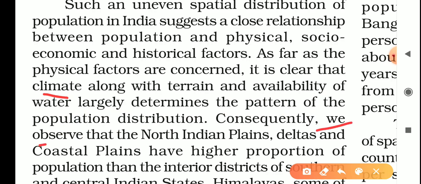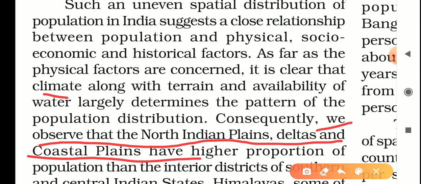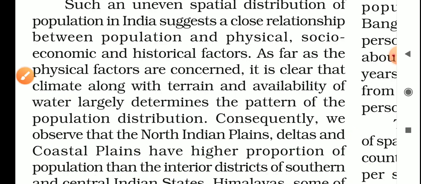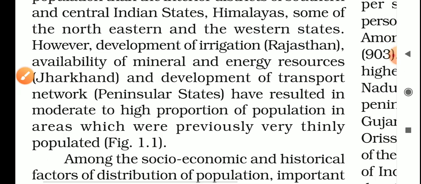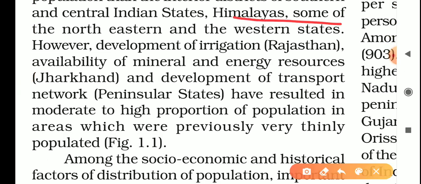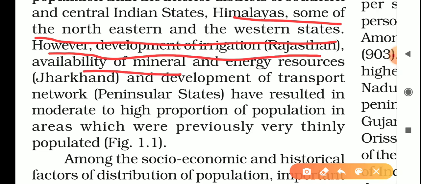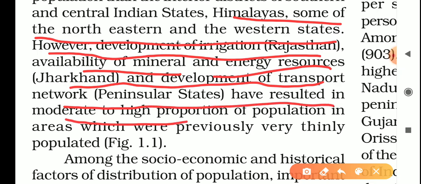Consequently, we observe that the North Indian plains, deltas, and coastal plains have a higher proportion of population than interior districts of southern and central Indian states, Himalayas, some northern eastern states, and western states. However, development of irrigation in Rajasthan, availability of mineral and energy resources in Jharkhand, and development of transport network in peninsular states have resulted in moderate to high proportion of population in areas which were previously very thinly populated.